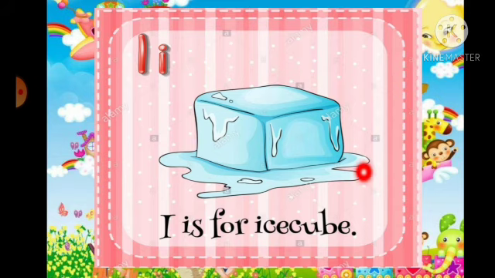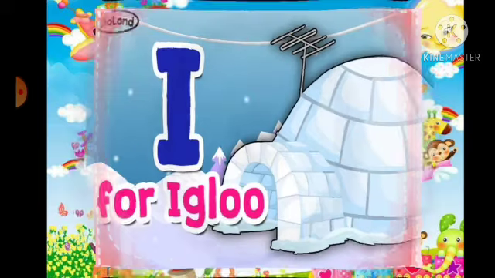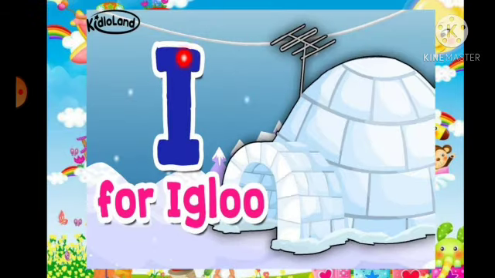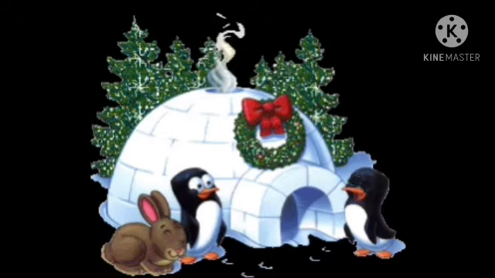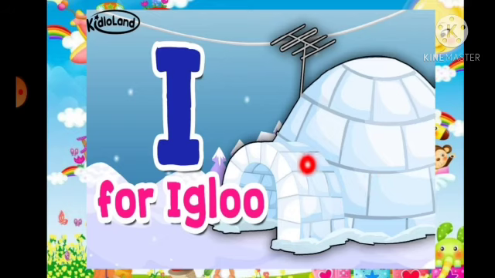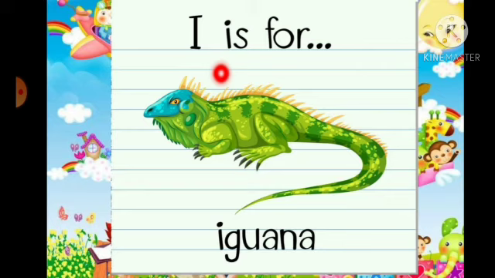Now, let us see our next picture. What is this? I for igloo. Have you seen the igloo, children? Yes, this is igloo. Children, igloo is a house made of ice blocks. So, I as in igloo. I as in igloo.